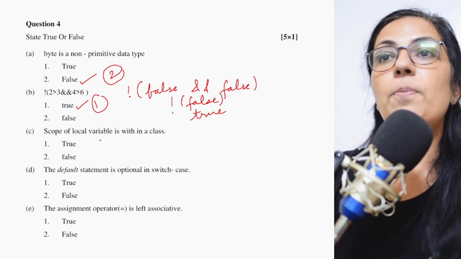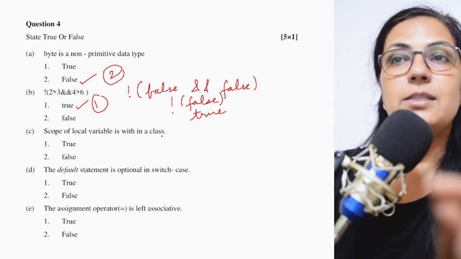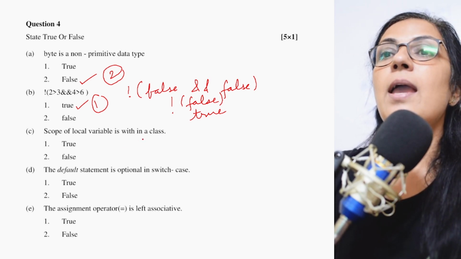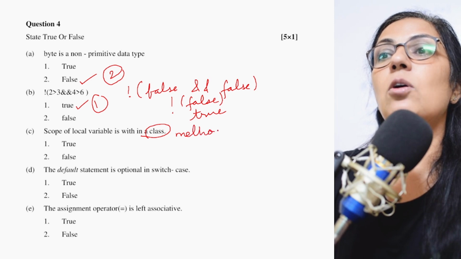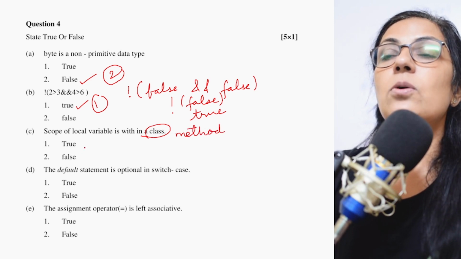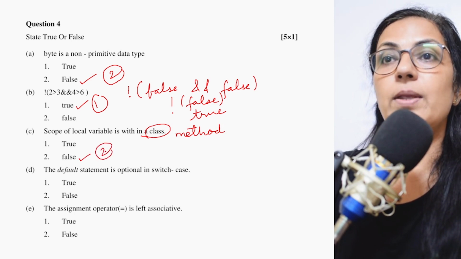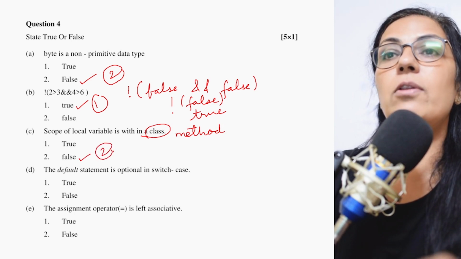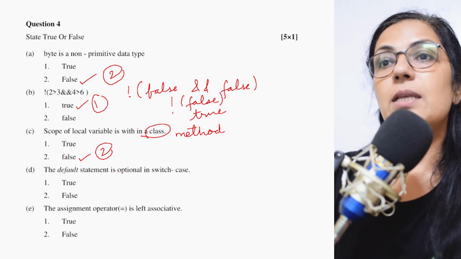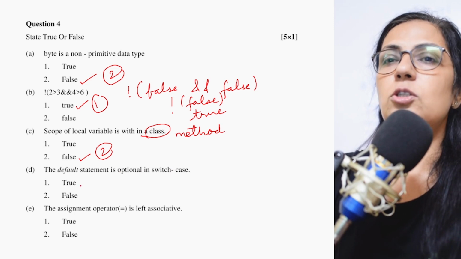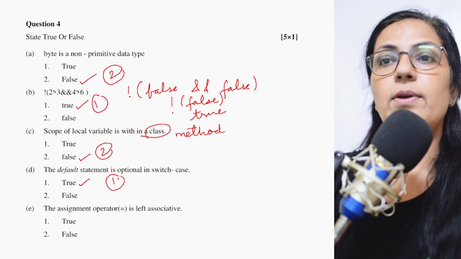Then we have scope of local variable is within a class. Children, this is very confusing question. Here scope of local variable is within the method or the function. So the answer is false. False is the correct answer, right? Local variables are always given within the method body. The default statement is optional in switch case. True. You may give default statement, you may not give, right?